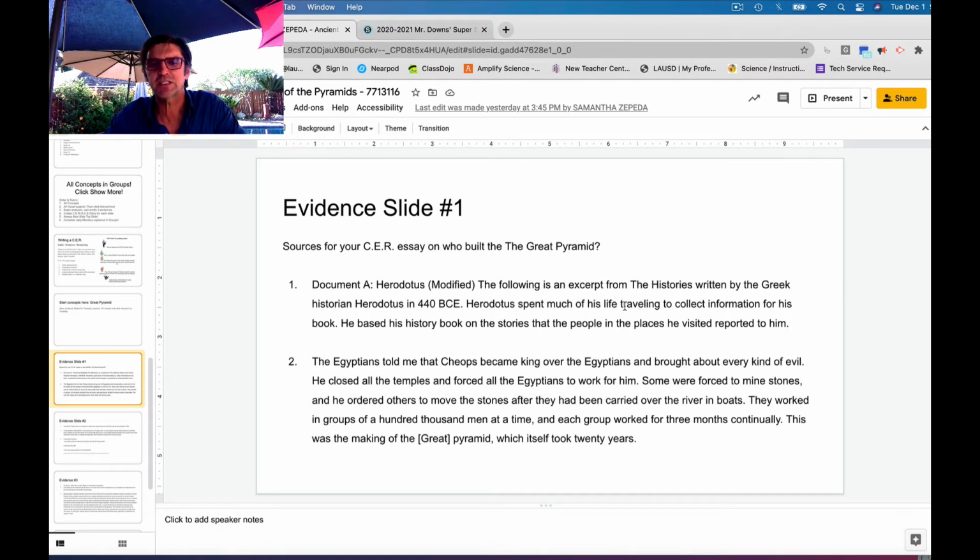Herodotus spent much of his life traveling to collect information for his book. He based his history book on the stories that the people in the places he visited reported to him. So he was a historian. We're going to learn about Greece next semester, but this is about 500 BC. I like to round up. And he's traveling around trying to learn about these pyramids and learn about history and figure things out. He's a historian just like we are. Let's see what he said.